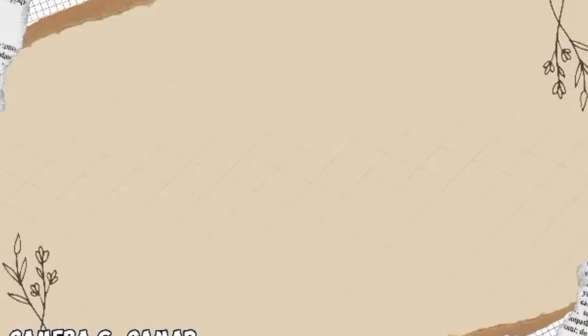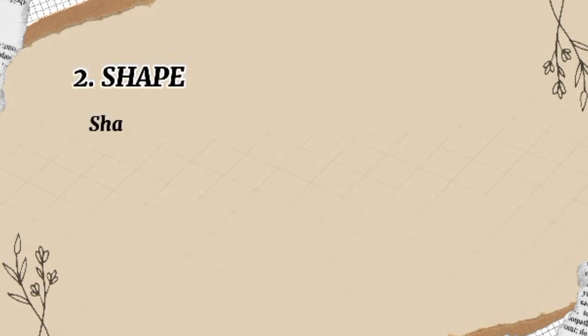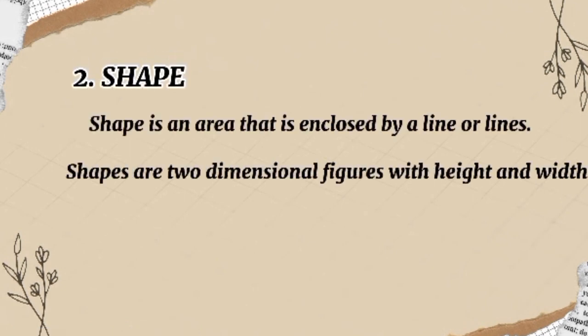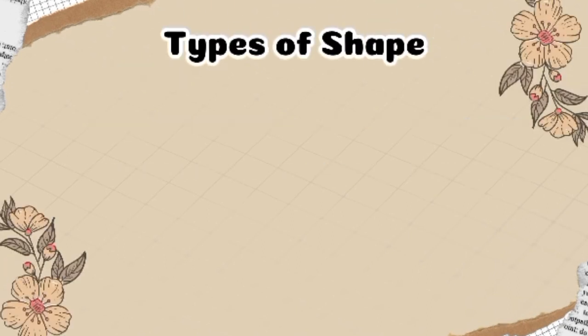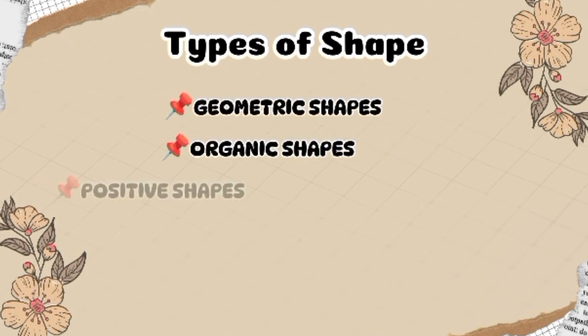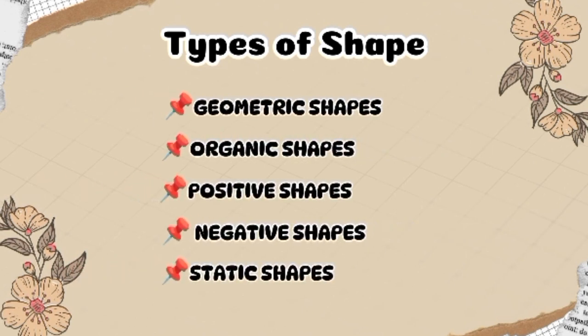Number two element of art is shape. Shape is an area that is enclosed by a line or lines. Shapes are two-dimensional figures with height and width. There are different kinds of shapes, and these are geometric shapes, organic shapes, positive shapes, negative shapes, static and dynamic shapes.